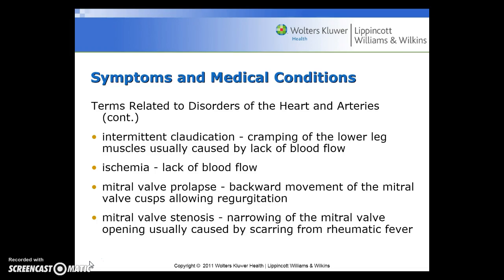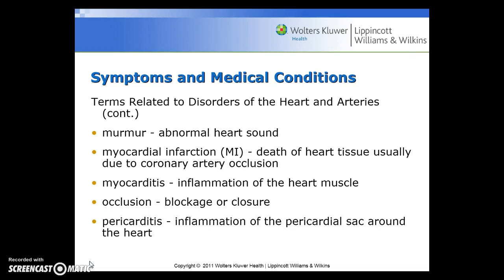A mitral valve prolapse is the backward movement of the mitral valve cusps, allowing regurgitation. And mitral valve stenosis is the narrowing of the mitral valve opening, usually caused by scarring from rheumatic fever. A murmur is an abnormal heart sound. A myocardial infarction is the death of the heart tissue, usually due to coronary artery occlusion. Myocarditis is the inflammation of the heart muscle, and occlusion is a blockage or closure, and pericarditis is the inflammation of the pericardial sac around the heart.